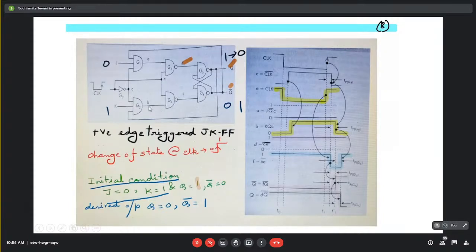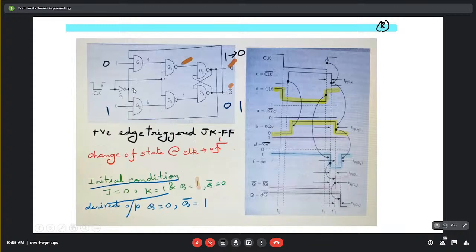Now let's come down to B. What is B? B is simply K, C and Q. K is maintained at 1. C is maintained at, we don't know, it might change. C is basically the clock bar signal over here. And what is Q? Q is here maintained at 1. So this entire thing will depend on how C is changing.